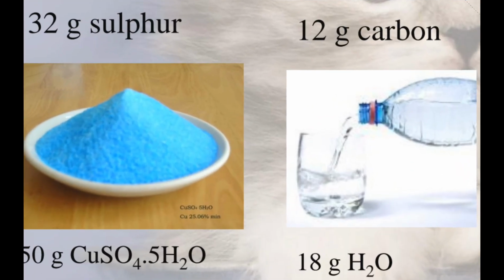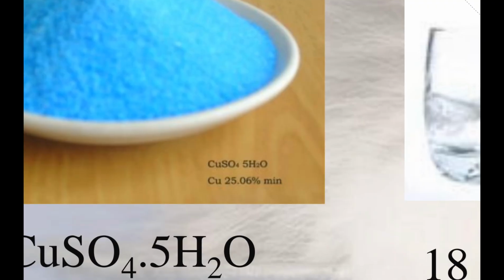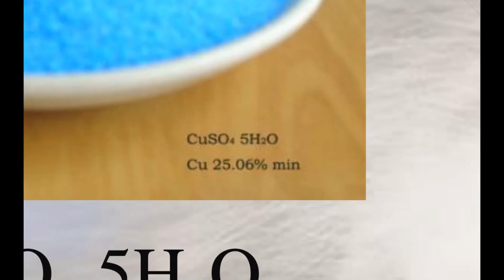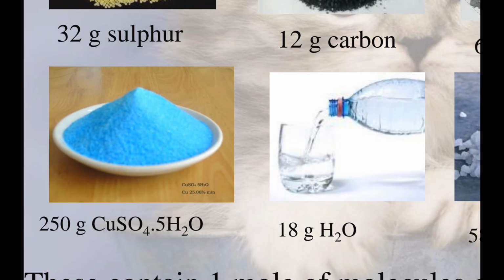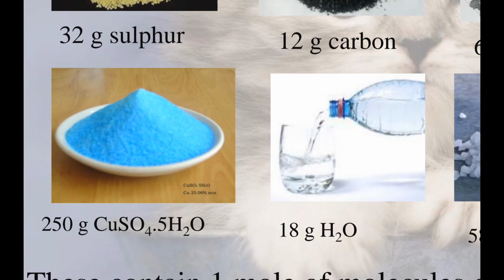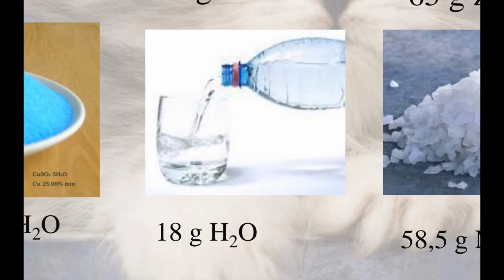So, look at the copper sulfate. Copper sulfate times 5 H2O. It's blue in color. It's nice. I love blue. Blue is my favorite color. So we have 250 gram of copper sulfate, 18 gram of H2O, as you can see.